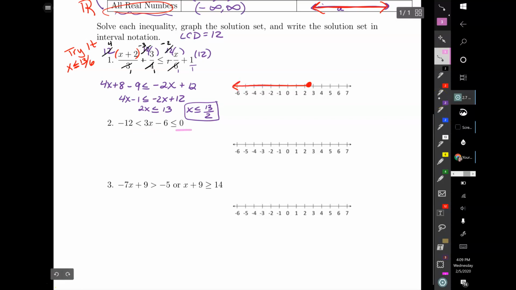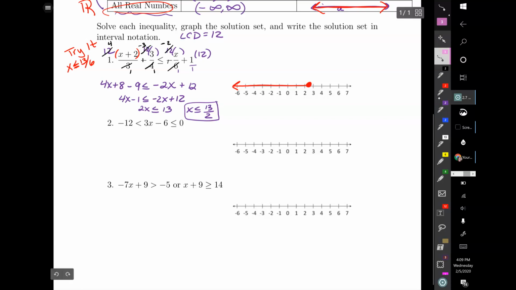Okay, so this next one is what we call a compound inequality. So this is number 2, and it reads negative 12 less than 3x minus 6 less than or equal to 0. There's a couple of different ways we could do this. We want to think of it as and. It's an intersection happening. You can split these apart and do them separately, but just know they're connected by the word and as an intersection. So you're going to get an interval between two numbers, not off to infinity like the prior problem.